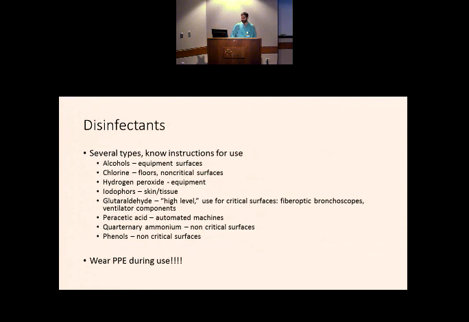So disinfectants, there are several types. Alcohols are most often used on equipment surfaces. Chlorine, like bleach, is used on floors and non-critical surfaces. Hydrogen peroxide can be used on equipment. Iodophores are used on skin and tissue, and that would be iodine. Aldehyde is used for high-level critical surfaces: fiber optic bronchoscopes, ventilator components, the inside of the ventilator. We use an aldehyde like that.